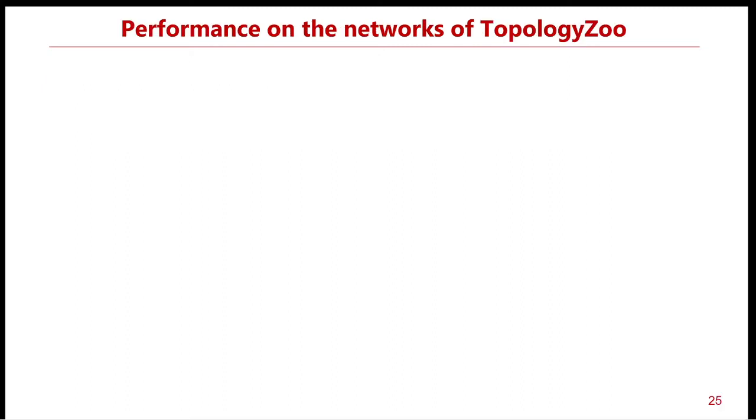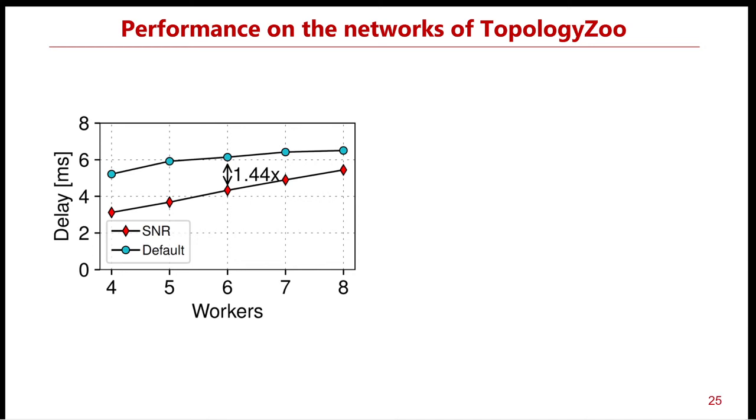First, we show the results on the networks of Topology Zoo, and we run SNR on all the networks of Topology Zoo. In this graph, the x-axis shows the number of workers that we place in a network, and the y-axis shows the average delay among the chosen nodes in the graph. Here we have the results for SNR and default, and in the default case, the nodes are selected in an ordered fashion. And we find that the average delay among the nodes in SNR is 1.44 times less than the default approach.